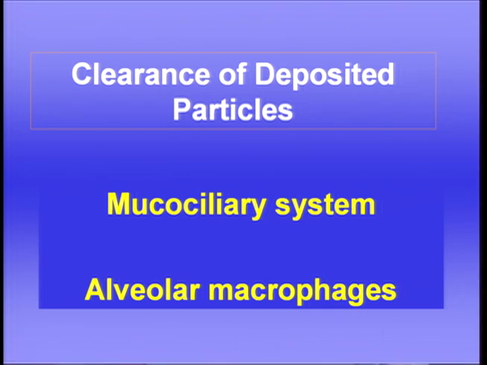Okay, now let's move from deposition of aerosol to the clearance of the deposited particles. There are two quite separate systems for the clearance of particles in the lung, cleansing the lung, as it were. Very important. One is the mucociliary system, which we've already referred to two or three times in the airways, and the other is the alveolar macrophage system. So let's look at where these two systems occur.